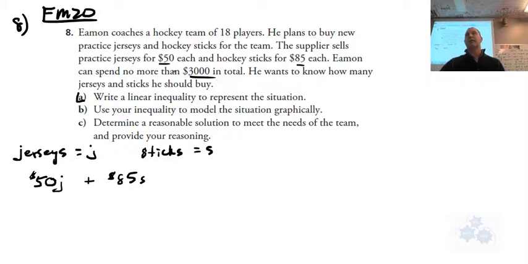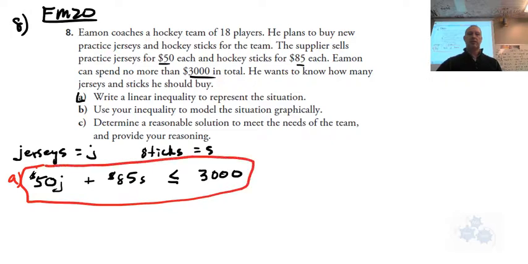So he can spend $3,000 but no more. So this cost right here, is it going to be greater than or equal to or less than or equal to 3,000? What do you think? Right, he wants to spend less than, right? So he can go less than or equal to $3,000. So here's A. Does that make sense? Does that look good to you guys? So that's the linear inequality to represent the situation.